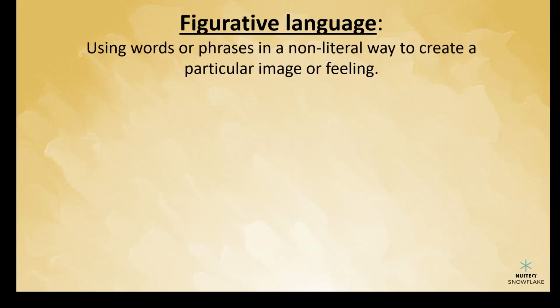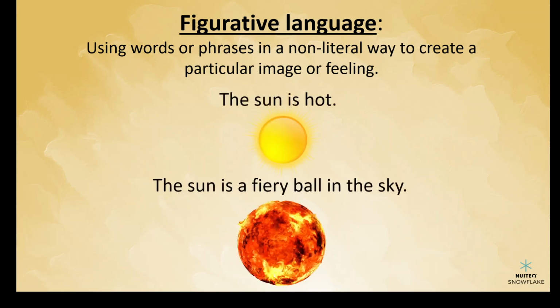This is when we use words or phrases in a non-literal way to create a particular image or feeling. For example, instead of saying, "the sun is hot," we might say, "the sun is a fiery ball in the sky." This creates a more striking image in the reader's mind and helps them to feel the heat of the sun more intensely.